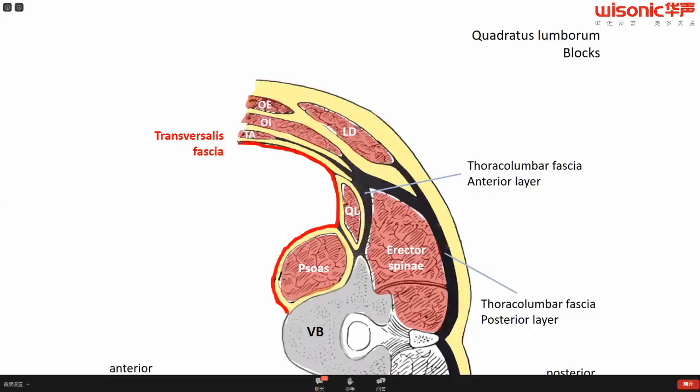This picture shows you a cross-sectional view of a patient in the lateral position, and it shall explain to you where the local anesthetic is injected for the different kinds of quadratus lumborum blocks and how it may work. You can see here the vertebral body. This is the psoas muscle in front of the transverse process. Behind, there's the erector spinae muscle. This black area is the thoracolumbar fascia, the posterior layer, the anterior layer. This is the latissimus dorsi muscle. And here are the abdominal muscles: the external oblique, internal oblique, and the transversus abdominis.